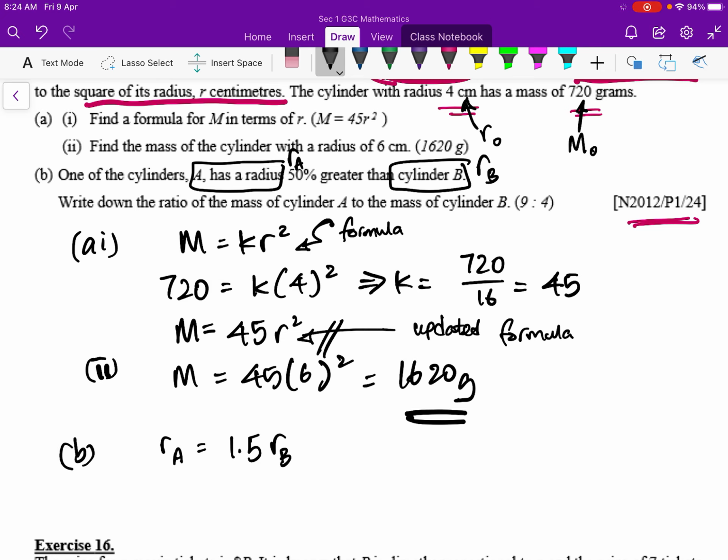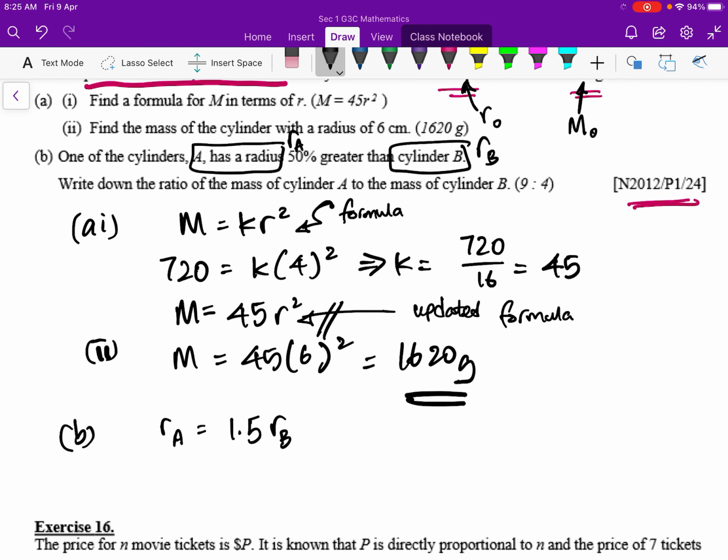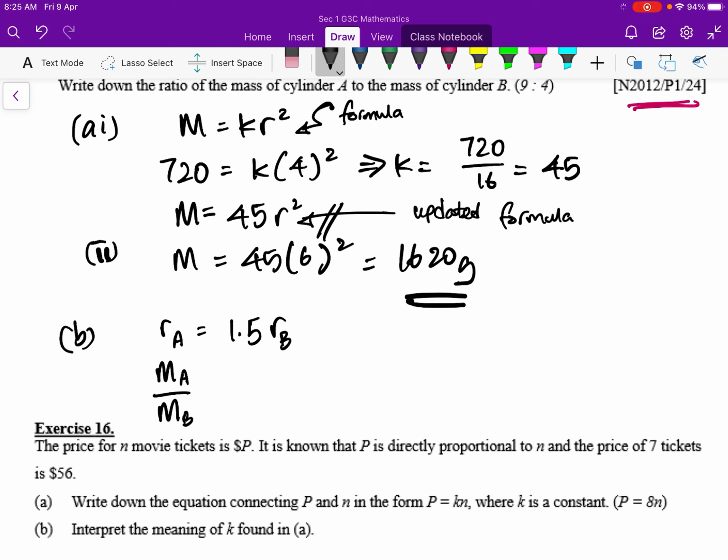Then now they tell us, write down the ratio of the mass of cylinder A to the mass of cylinder B. Mass of A to mass of B. Instead of writing a ratio, I hope you remember your set 1 word, we want to write a fraction. If they want ratio of mass A to mass B, MA over MB. We rather use fraction. Later on, once we obtain the fraction already, then we convert to ratio. So MA over MB. Back to our updated formula. MA will be 45 times RA squared over 45 times RB squared.